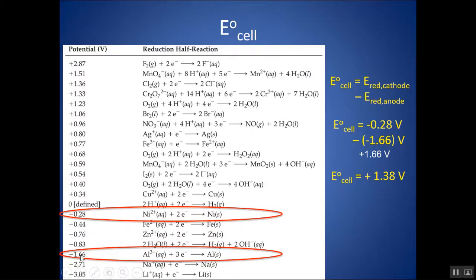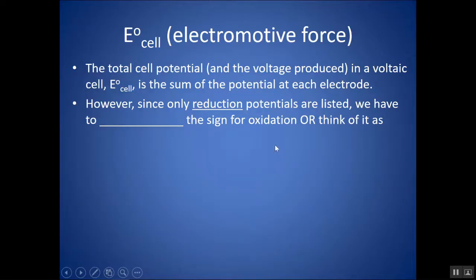You either want to flip the sign and add them together, or just always do the cathode one minus the anode one. Your choice. And notice that you're always going to get a positive voltage for a voltaic cell. It always has to be positive. If it's not positive, then you actually picked the wrong anode and cathode, and it's actually going in the opposite direction than you thought.